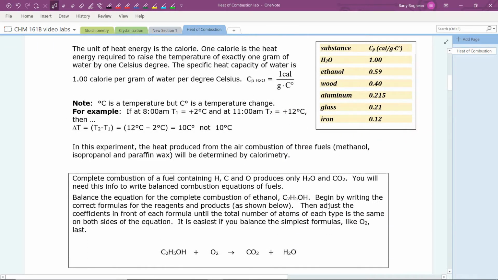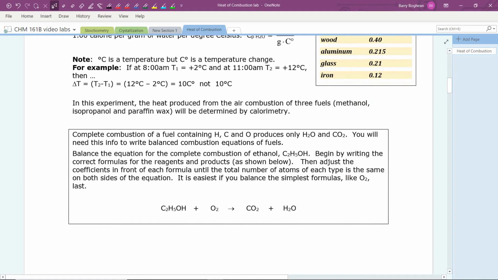Now in this experiment, the heat produced from the air combustion of 3 fuels, methanol, isopropanol, and paraffin wax, will be determined by calorimetry. Let's look at a combustion reaction briefly. So fuels generally contain hydrogen and carbon, and occasionally they also contain oxygen, as in the case of alcohols, for example. Hydrogen, when it is completely burned or oxidized, it's converted entirely to water. When carbon is completely burned or oxidized, it converts completely to CO2. Any oxygen in the fuel doesn't have any heat value, so oxygen doesn't add fuel value, it just adds mass.